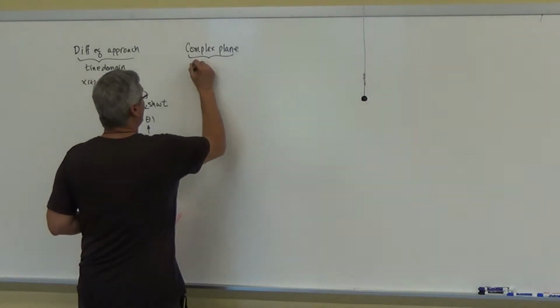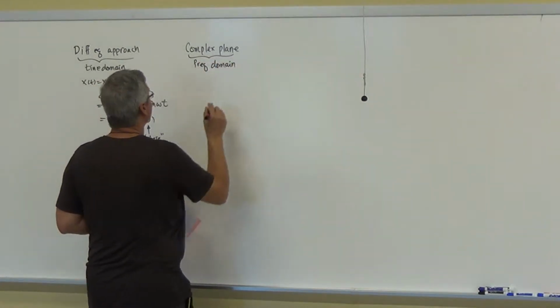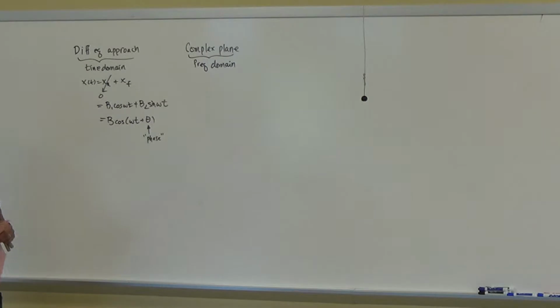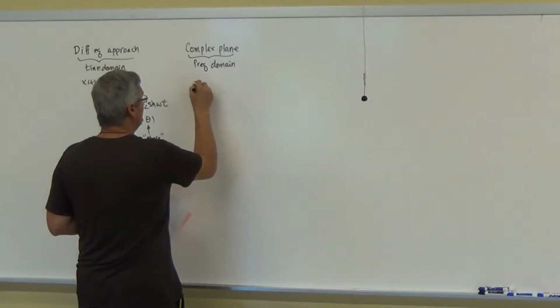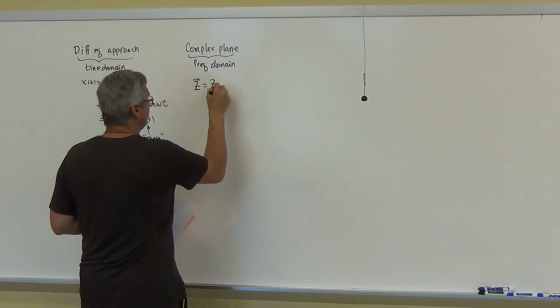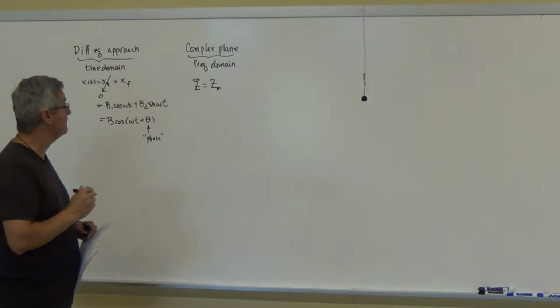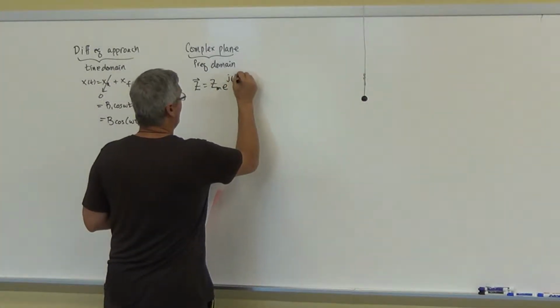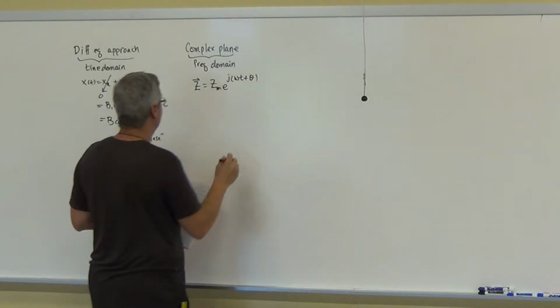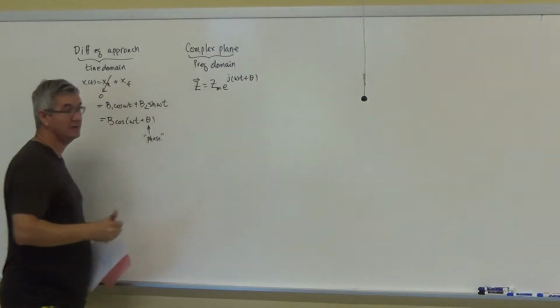So now, we're in this frequency domain. If you see me write this language, I'm just separating these two here. And what you're going to see in this frequency domain is that we now have a complex vector that has an amplitude, which I'll call Zm. And this looks like e^{j(omega t plus theta)}.